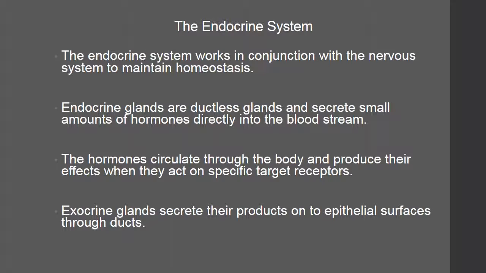Endocrine glands will secrete their products onto the, exocrine glands, I should not read so fast. Exocrine glands, as opposed to endocrine glands, exocrine glands secrete their products onto the epithelial surfaces through ducts. So instead of going into circulation and circulating, they then secrete their products directly onto a free surface. I will now slow down a little bit.